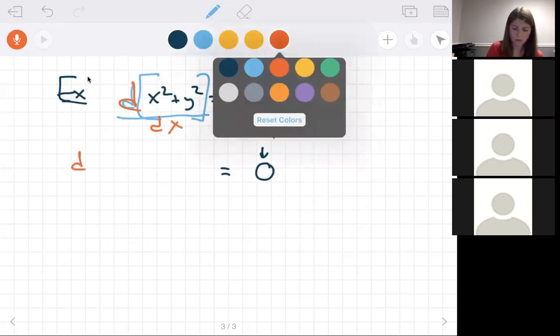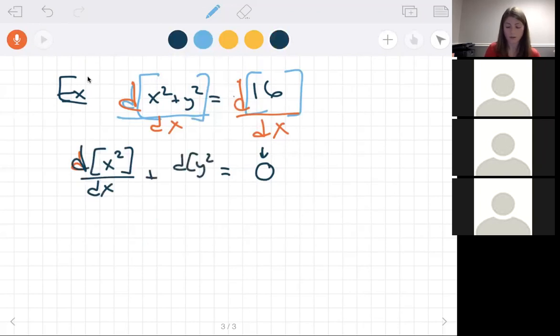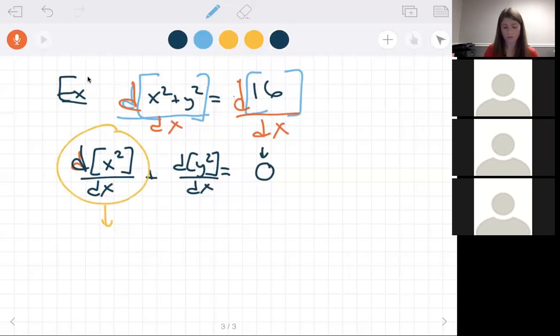So let's take a look, change this back here, to splitting it up. We can split up our derivatives with addition, so the derivative of x squared with respect to x, and then the derivative of y squared with respect to x. We just carry down the equal 0 and focus on our first component. We know the derivative of x squared with respect to x is going to be 2x.